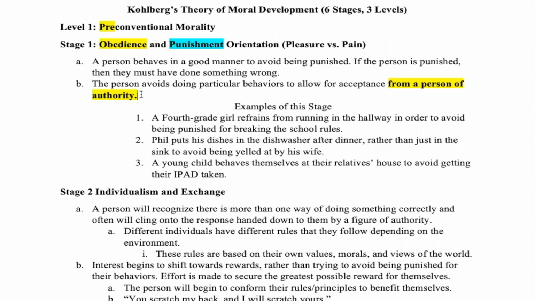Again, Phil's like, you know what? Screw the dishes. I don't really care about those things. But he's like, you know what? I would rather put that dish in the dishwasher after dinner and avoid being yelled at by my wife. And that's an example of somebody that you know and or admire, or somebody that is a person of authority in your life. I can't be incarcerated for not putting the dish in the dishwasher.